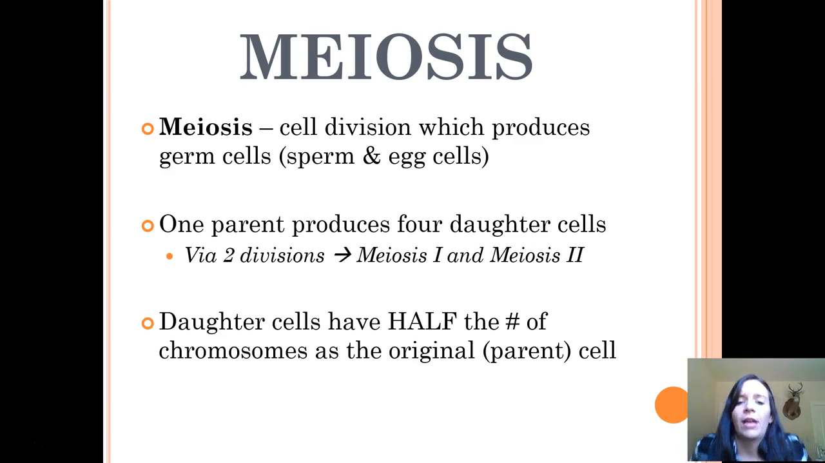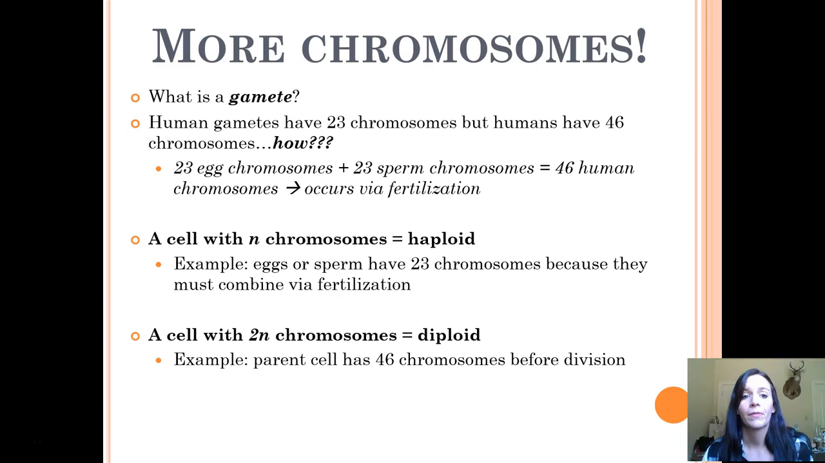So meiosis is a cell division which produces germ cells, otherwise known as sperm and egg cells. In this situation, one parent produces 4 daughter cells. This is different than mitosis, which only produces 2. In meiosis, there are actually 2 divisions: meiosis 1 and meiosis 2. As a result, those daughter cells are going to have half the number of chromosomes as the original parent cell.